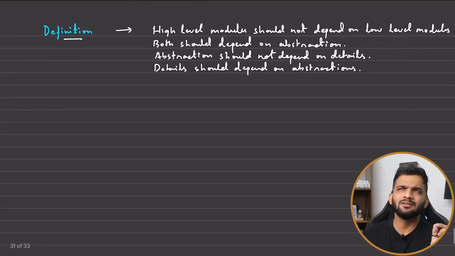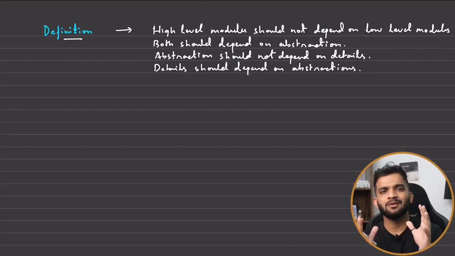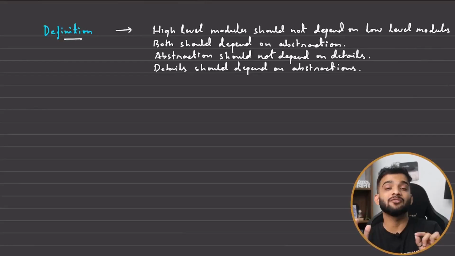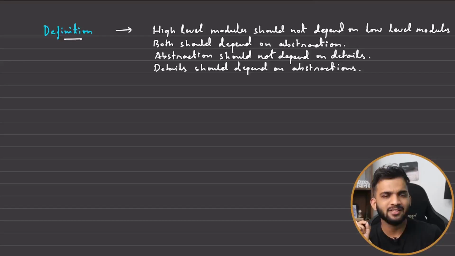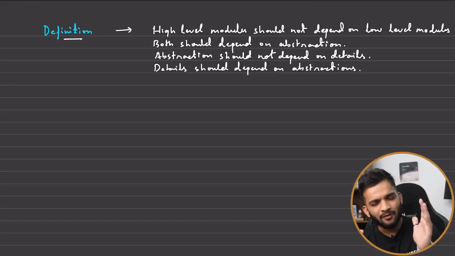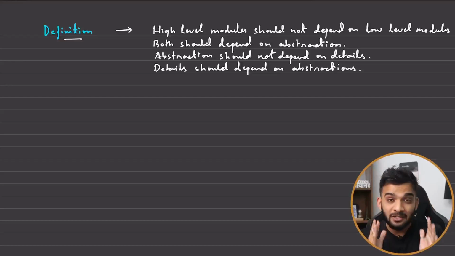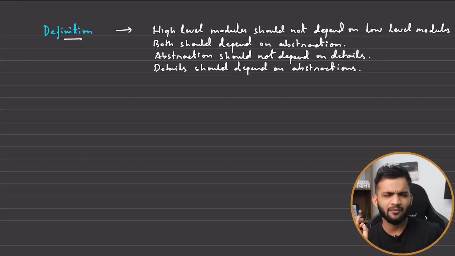Quick disclaimer, the definition is going to be confusing. It has a lot of things you might not understand at the first go. So please stay with me till the end, because I'll be taking a real life example. I'll be breaking the code down and explaining the definition line by line. So please stay with me till the end. Let's read through the definition.